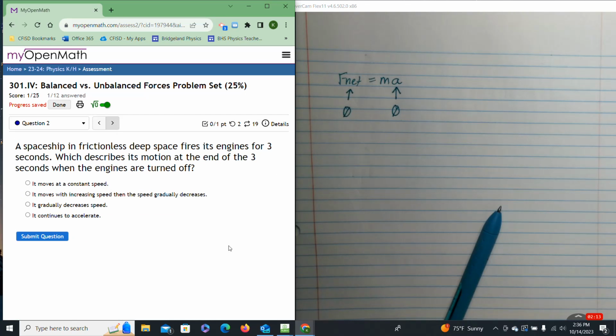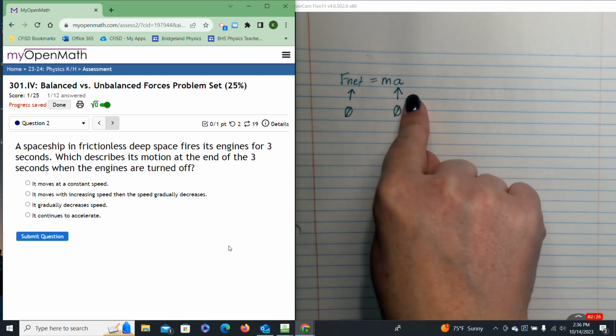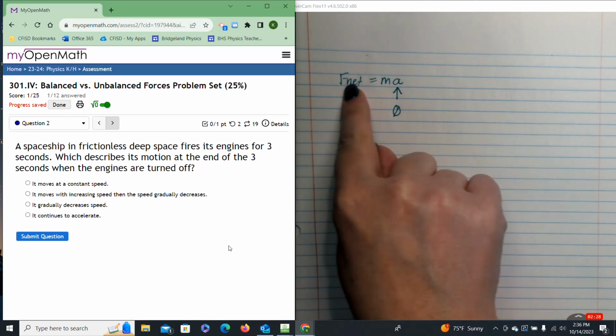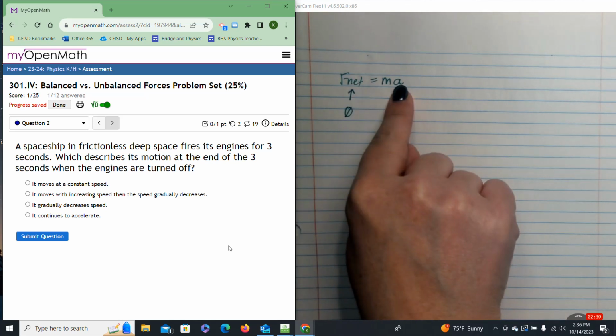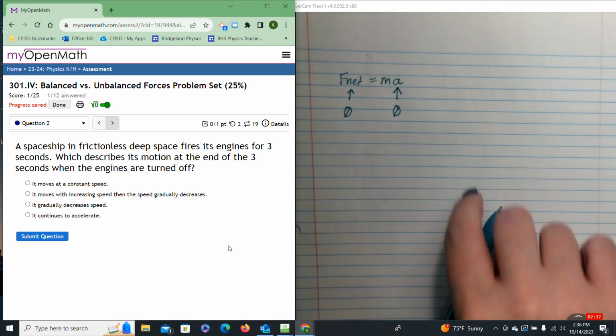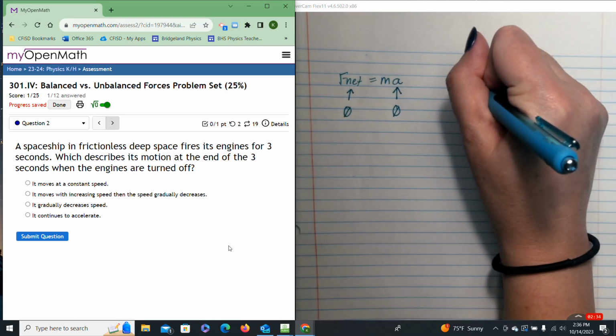Question number 2 says, a spaceship in frictionless deep space fires its engines for 3 seconds, which describes its motion at the end of the 3 seconds when the engines are turned off. Again, F net equals ma. If you fire your engines, you're applying a net force and it will cause acceleration, and now you have a rocket that's moving. Okay, again, let's use just some fake numbers.